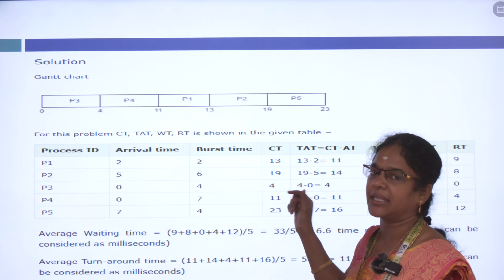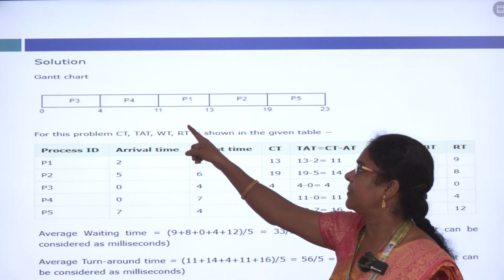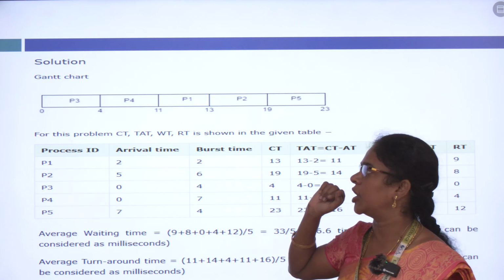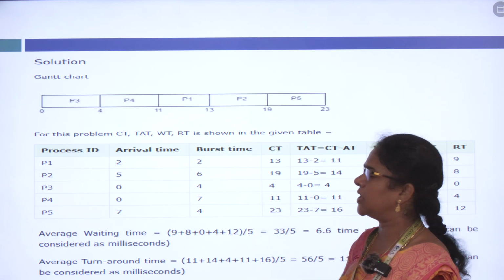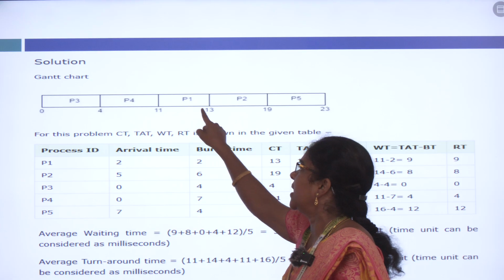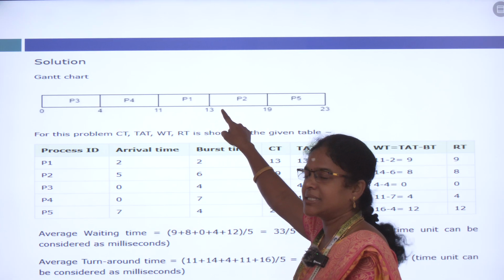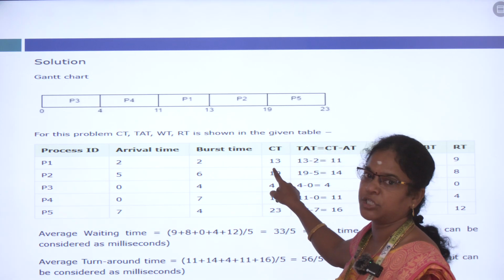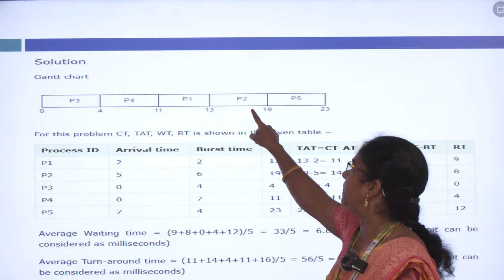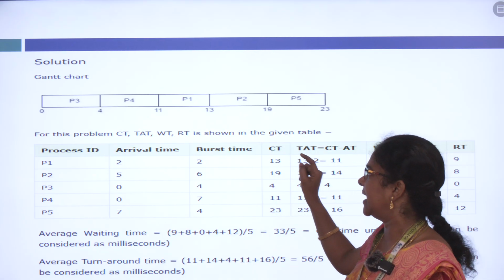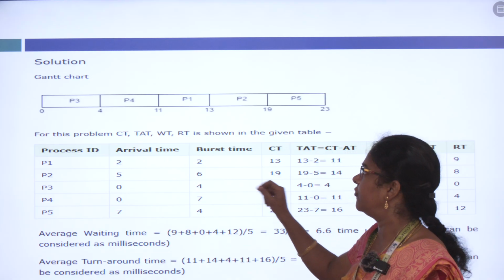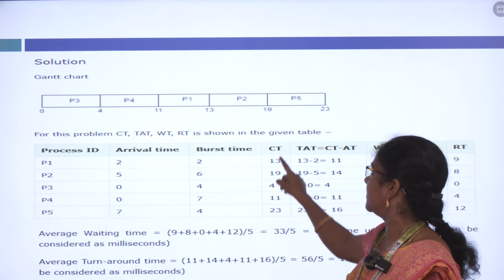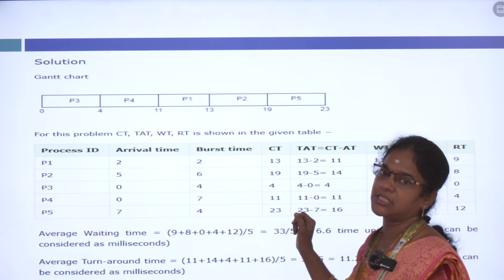Now to calculate the completion time, we find it from the Gantt chart only. The first process is P1. What is the completion time? The last time, 13. So this is the completion time of P1. Next, P2 completion time is 19, P3 completion time is 4, P4 completion time is 11, and P5 completion time is 23.